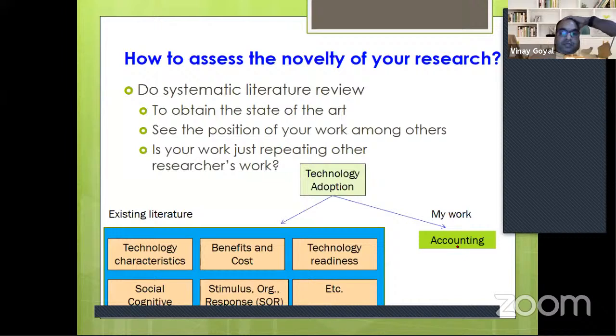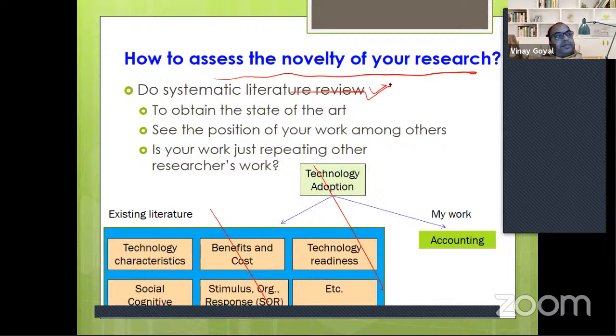Right? So how do you assess? Just ignore this chart. How to assess the novelty of your research? How do you say so? How do you assess? So do a systematic literature review. Now, this is where the problem with Indian researchers is. There are a lot of issues which pop up because we don't do a thorough literature review.